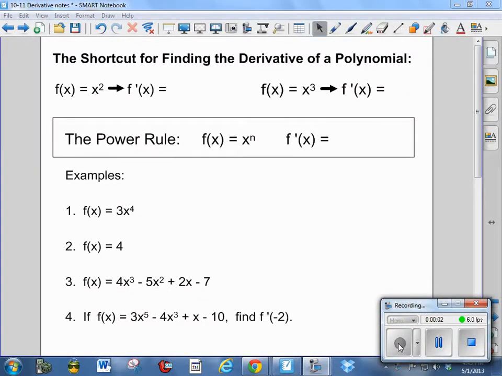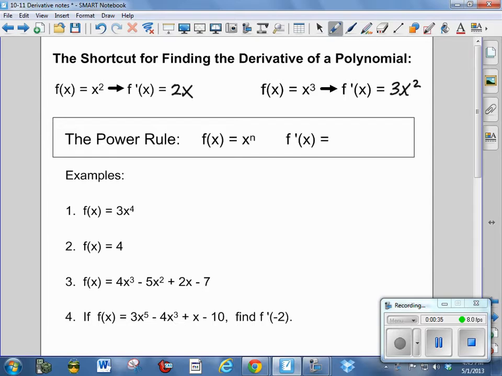This is part 5 of the derivative notes. This is about the power rule, the shortcut for finding the derivative of a polynomial. Yesterday in the notes, you'll recall that we derived the formula for the derivative function for f of x equals x squared and f of x equals x cubed. And we found that f of x equals x squared has a derivative of 2x, and f of x equals x cubed has a derivative of 3x squared.